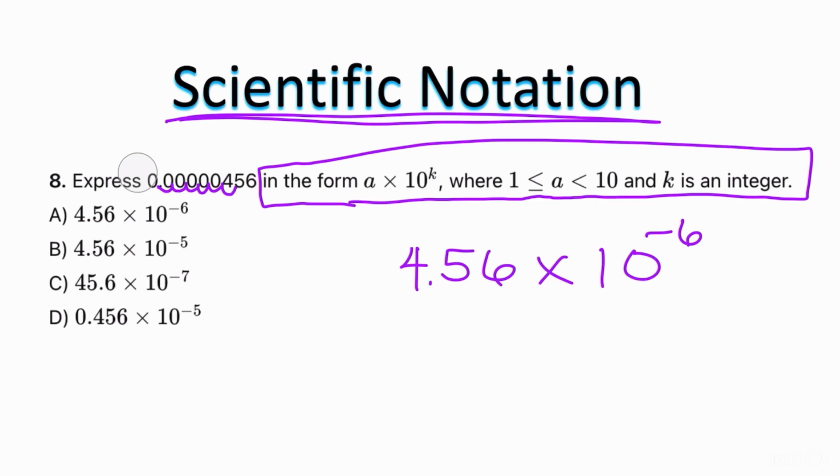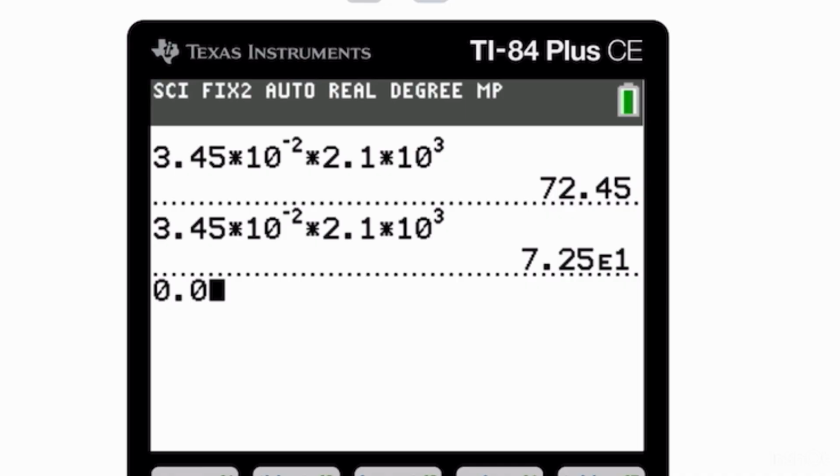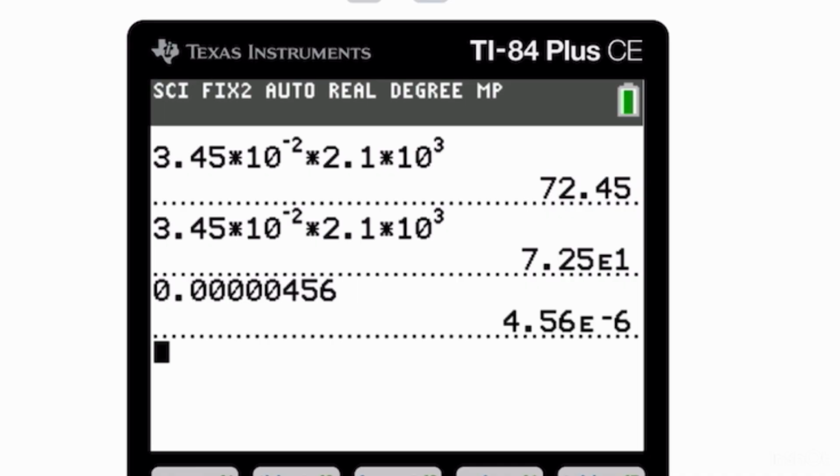Let's come back here and let's count it to make sure that we don't make a mistake with the number of zeros. So there is 1, 2, 3, 4, 5 zeros that we have to enter before the 4, 5, 6. So 0.1, 2, 3, 4, 5 zeros, and then 4, 5, 6. When you press enter, you're going to get the correct answer, 4.56 times 10 to the negative 6 power.